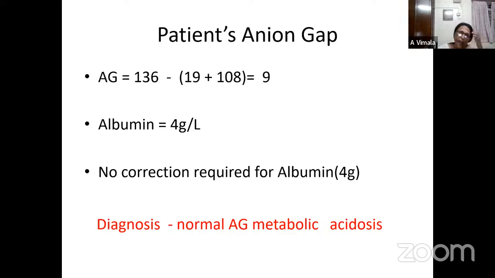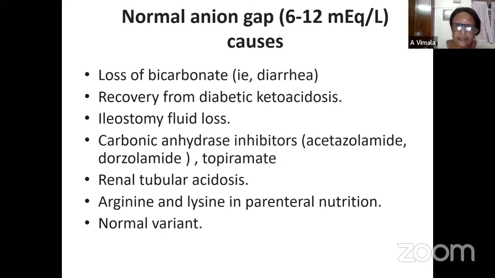We discussed anion gap metabolic acidosis in the last class. This child who presented to us with quadriparesis has a normal anion gap metabolic acidosis. Now, what is the next step? The next step is that we should know what we are looking for. So, what are the causes of normal anion gap metabolic acidosis?